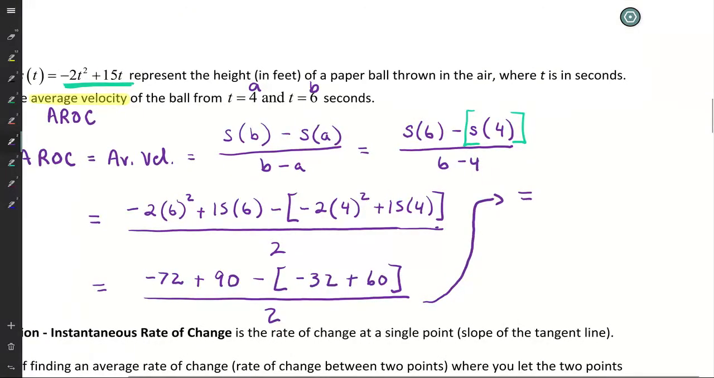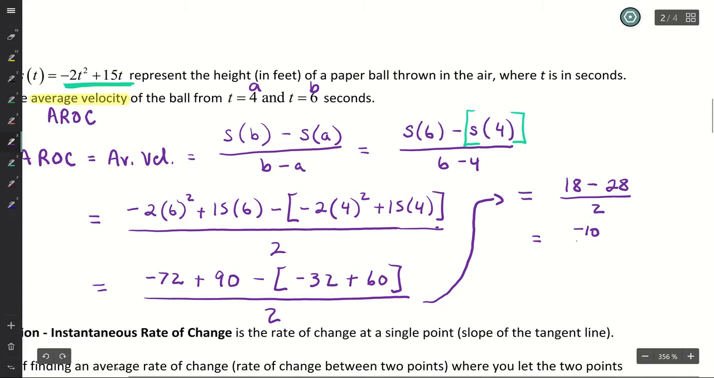From here, negative 72 plus 90 is 18. And we still have the minus. On the inside of the brackets, we have negative 32 plus 60. That's going to be 28. We can now get rid of the brackets since that number was positive, and then all over 2. Then 18 minus 28 is negative 10. And then negative 10 over 2 is equal to negative 5.